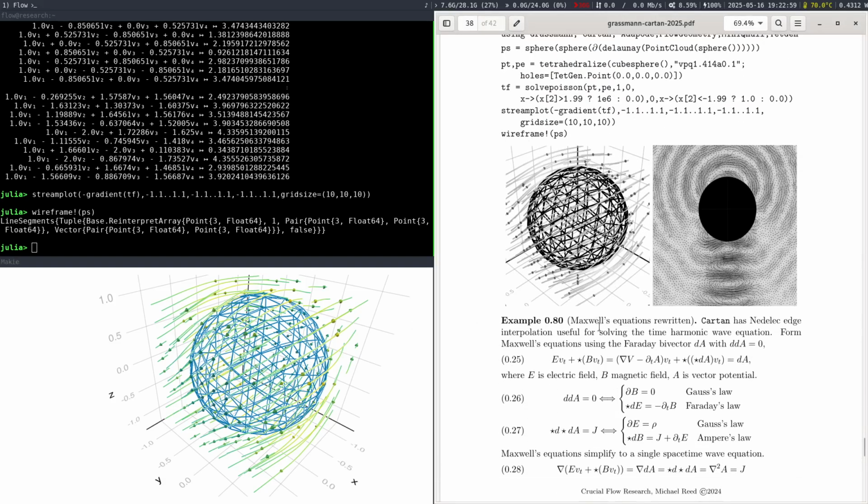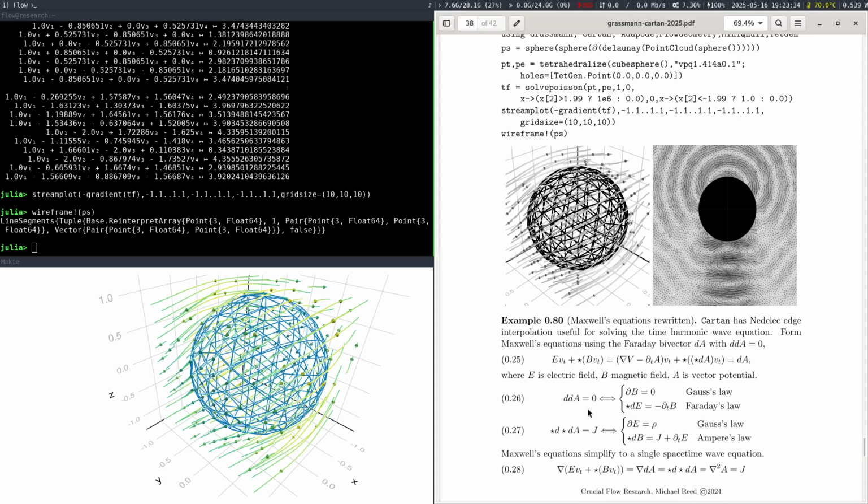Maxwell's equations rewritten. Cartan has Nédélec edge interpolation useful for solving the time harmonic wave equation. So we can form Maxwell's equations using the Faraday bivector dA with ddA equal to 0. And I've solved this as a finite element method, showing a picture here as an example. We don't have the example here in the paper for this particular one because it's more complicated. But I've discussed this before previously in another video in another paper.